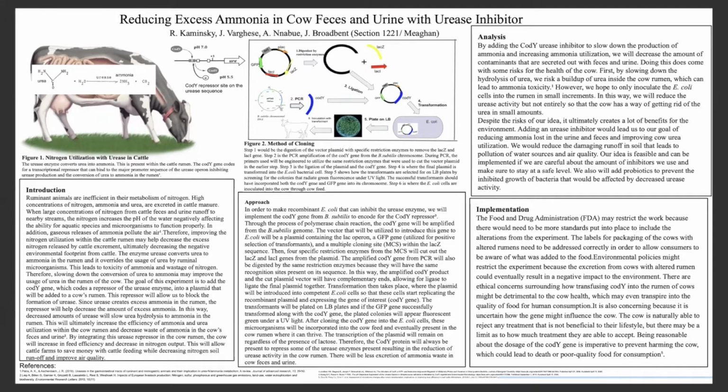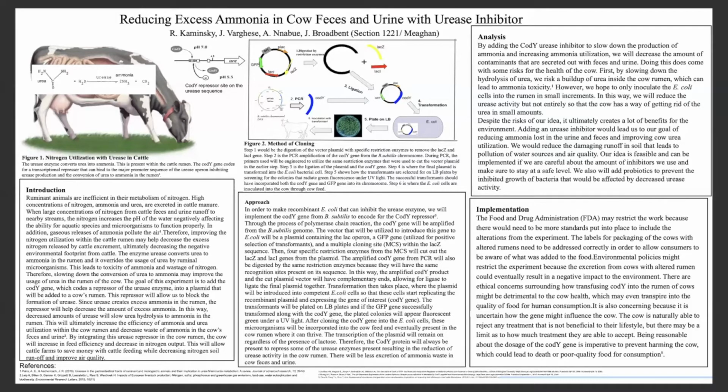Since urease creates excess ammonia in the rumen, the repressor will help decrease the amount of excess ammonia. In this way, decreased amounts of urease will slow urea hydrolysis to ammonia in the rumen. This will ultimately increase the efficiency of ammonia and urea utilization within the cow rumen and decrease waste of ammonia in the cow's feces and urine.